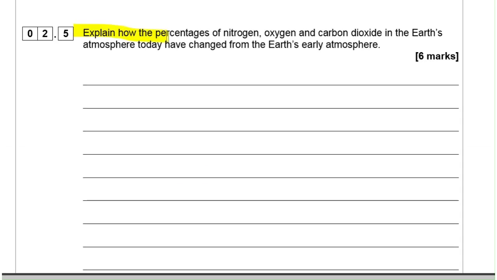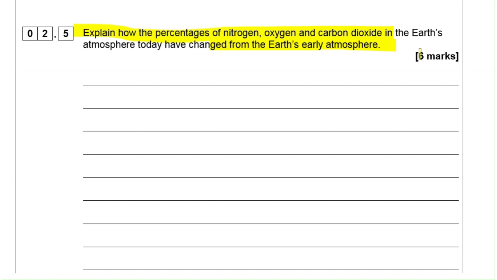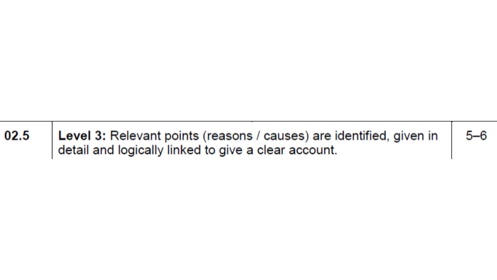Question 2.5. Explain how the percentages of nitrogen, oxygen and carbon dioxide in the Earth's atmosphere today have changed from the Earth's early atmosphere. And this is a 6 mark question. This will be a levelled question. And here's the descriptor for level 3. Relevant points, reasons, causes identified, given in detail, logically linked to give a clear account. So again, this is one of those questions where you must plan. Jot everything down on the side in pencil and then you can rub it out later.